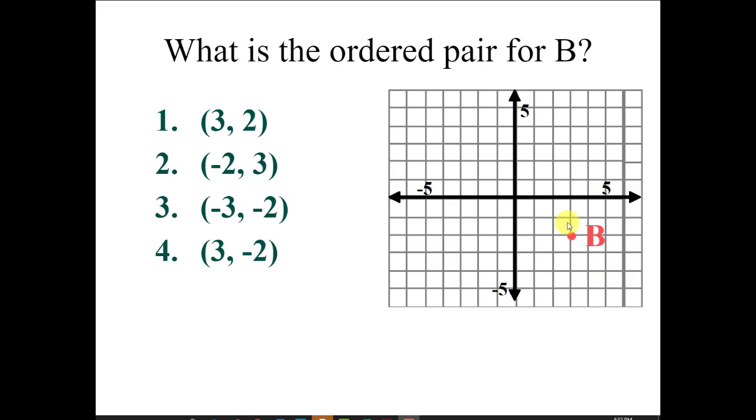Okay, so this one looks at point B, and we can see that this is in the 4th quadrant. So looking at these, you can kind of get an idea of which one it's going to be. If you wanted to count, you would see that if you started at the origin, you would go to the right 3 spaces, 3 whole numbers, and down 2 numbers, 2 whole numbers. So then you would end up with 3, -2, and that would be number 4.